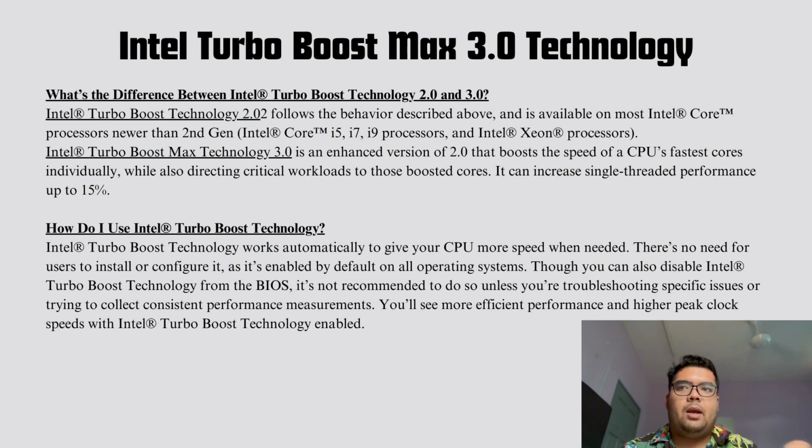What's the difference between Intel Turbo Boost technology 2.0 and 3.0, which is currently used in the i7 14th generation? Basically it's the same, but faster. It boosts the speed of the CPU's fastest core individually, while also directing critical workloads to those boosted cores. It can increase single thread performance by up to 15%. What about many threads? Okay, that's all from me.